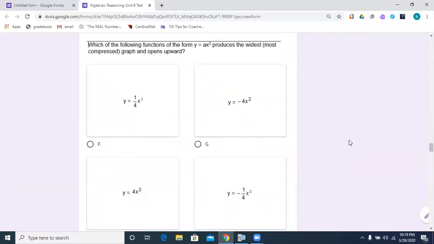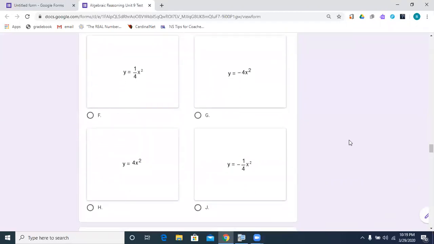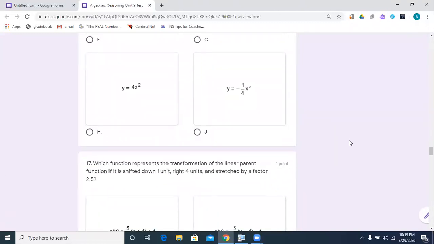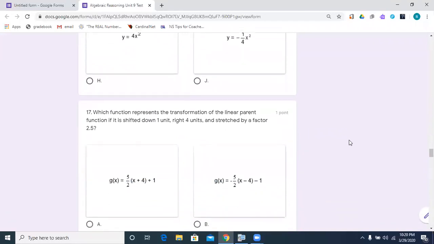Number 16. Which of the following functions of the form y equals ax squared produces the widest or most compressed graph and opens upward? F, y equals 1/4 x squared. G, y equals negative 4x squared. H, y equals 4x squared. J, y equals negative 1/4 x squared.